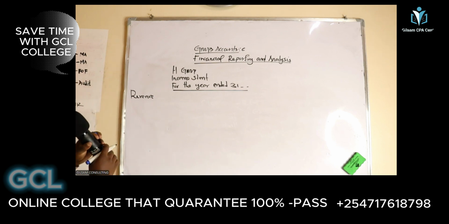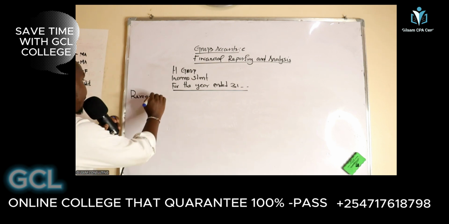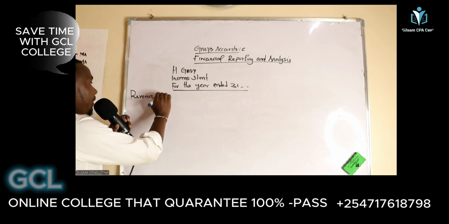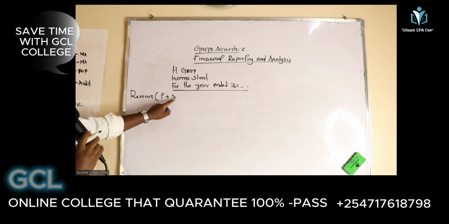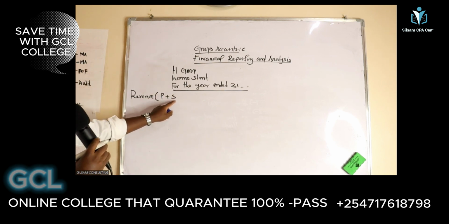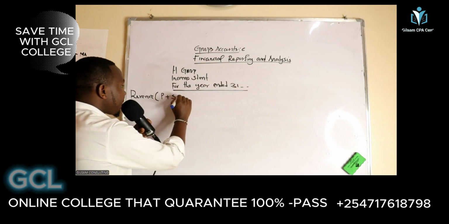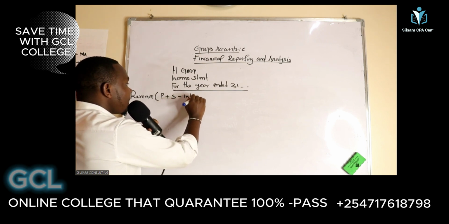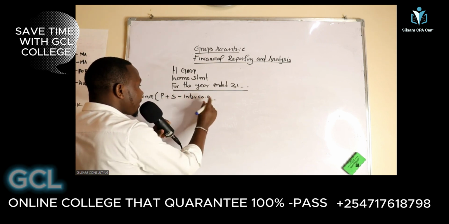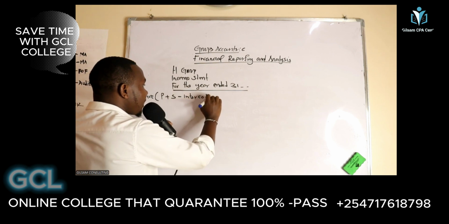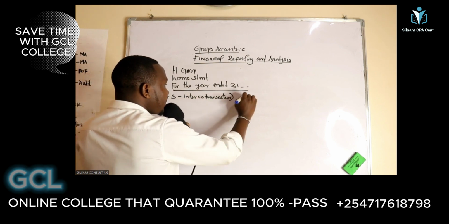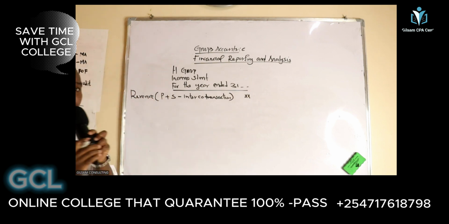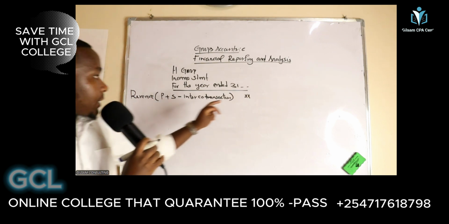So in the revenue, what do we do? In the revenue, add for the parent plus the subsidiary. We take the parent plus subsidiary, and then we subtract the intercompany owings, or the intercompany transaction. We subtract the intercompany transaction so that we can get adjusted revenue.